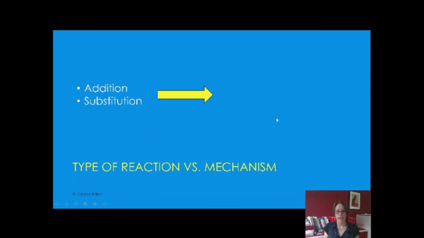So within these two types of reaction, there are three mechanisms by which addition or substitution can occur. Usually they don't differentiate. Usually it's a 2-mark question that says, give the type and mechanism of this reaction, or give the full name for the type of this reaction. And because it's 2 marks, you know that you either need the word addition or substitution, and you also either need the word electrophilic, nucleophilic, or free radical.